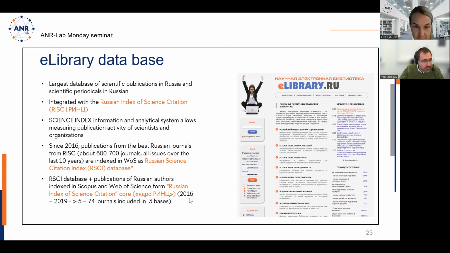I just wrote here, not to forget, that it's interesting that starting from 2016, when there were just 5 journals which were included into all 3 databases, now in 2019 there were 74 journals which were included in these three databases. There was an intersection of this size.